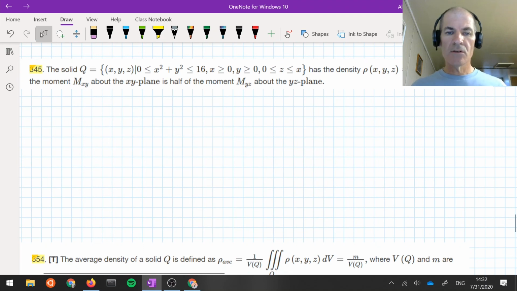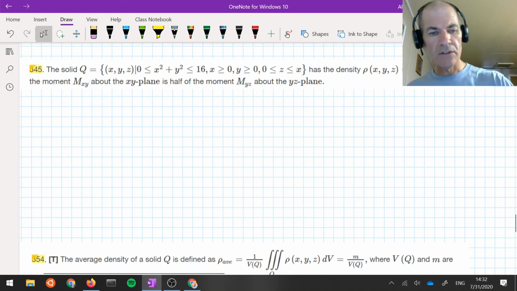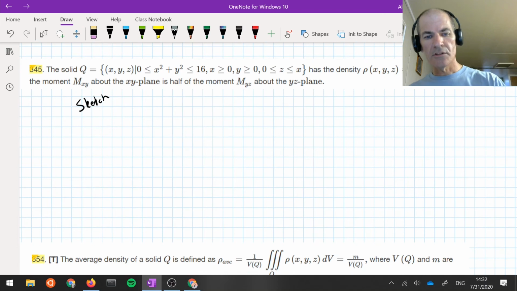This figure is x squared plus y squared between 0 and 16. Of course, it's always going to be greater than 0. What about the upper limit? What does that thing look like? Let's try to build a sketch. Oops. Got to draw straight lines here.